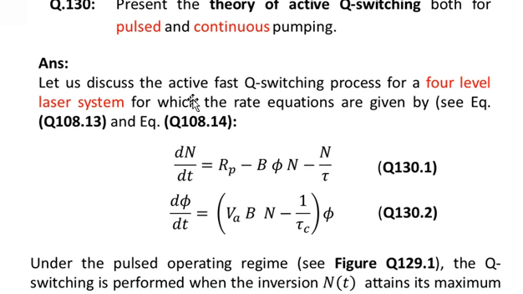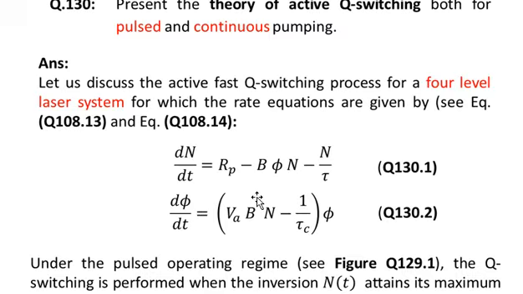The answer is, let us discuss the active fast Q switching process for a 4-level laser system, for which the rate equations are given by dN/dt, that is the rate of change of inversion, is equal to Rp, the pump rate, minus B times phi times N minus N over tau, where tau is the lifetime of the upper state of the laser level, and d phi/dt, that is the rate of change of the photon number, is equal to V_a times B times N minus 1 over tau_c, where tau_c is the lifetime of the photon, and phi is the number of photons multiplied by the end.